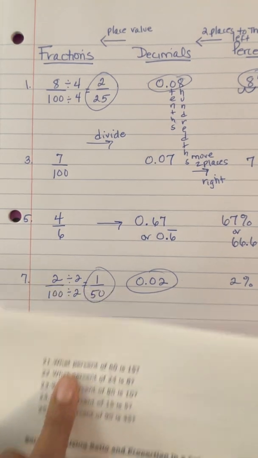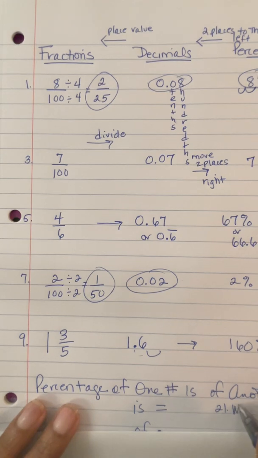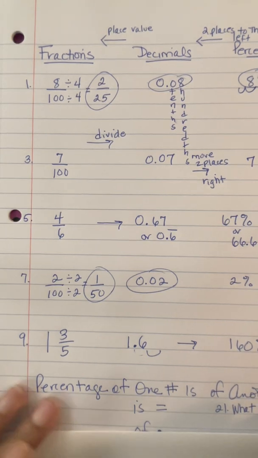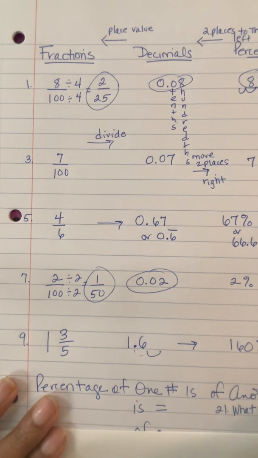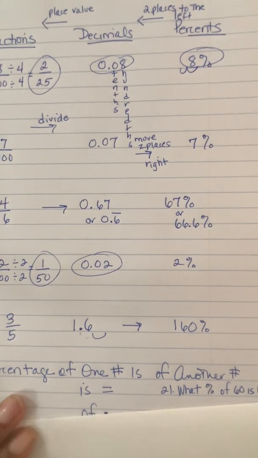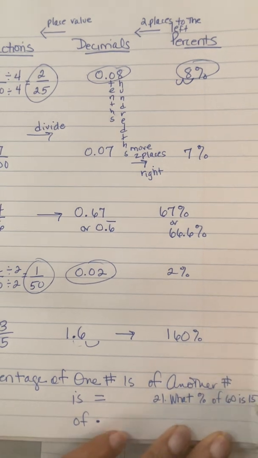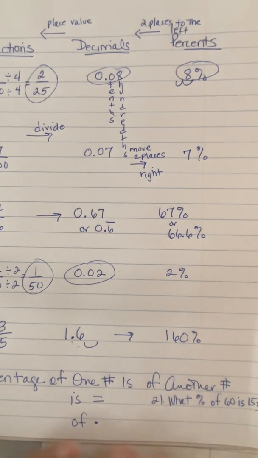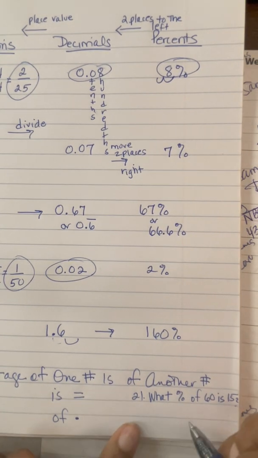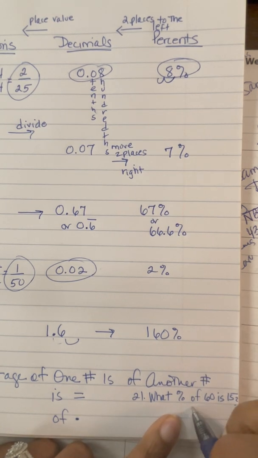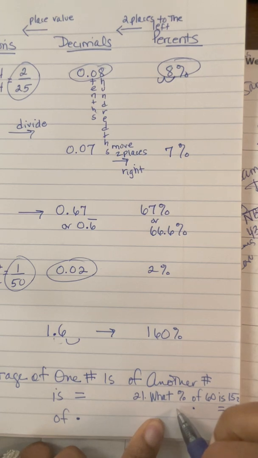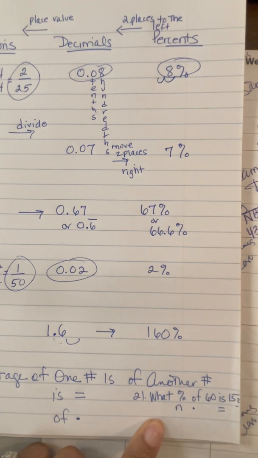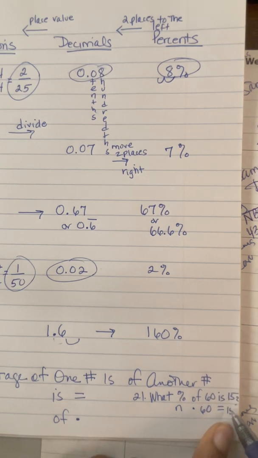So for example, if you see one that looks like number 21, it says what percent of 60 is 15? Okay, let's scoot that over. All right, so of means to multiply, and the is means equal. So I'm just bringing everything down, so what percent could be n, x, y, all right, of 60 is 15.